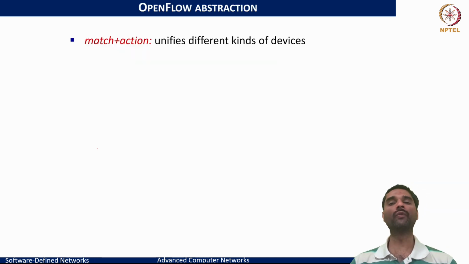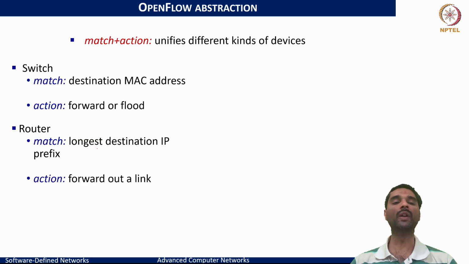So this OpenFlow abstraction of match action helps unify different kinds of devices and helps achieve different kinds of functions in just commodity hardware. Let's look at how this can be achieved.